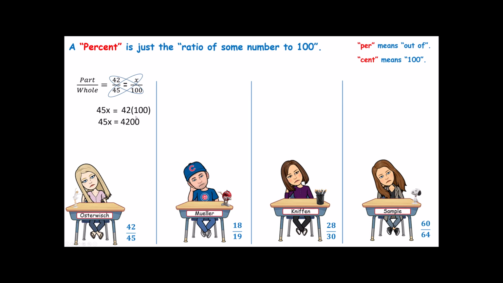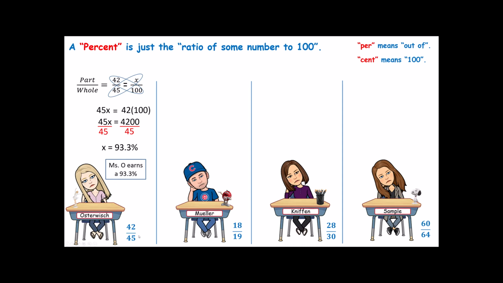42 times 100 is 4200. And we learned that to get rid of a times 45, we would simply divide both sides by 45. The property of equality teaches us that we can do anything we want in an equation as long as we do it on both sides. And when I do that, this comes out as 93.3. And then I stick my percent on here. So Miss Osterwisch got a 93.3 on her version of the test.